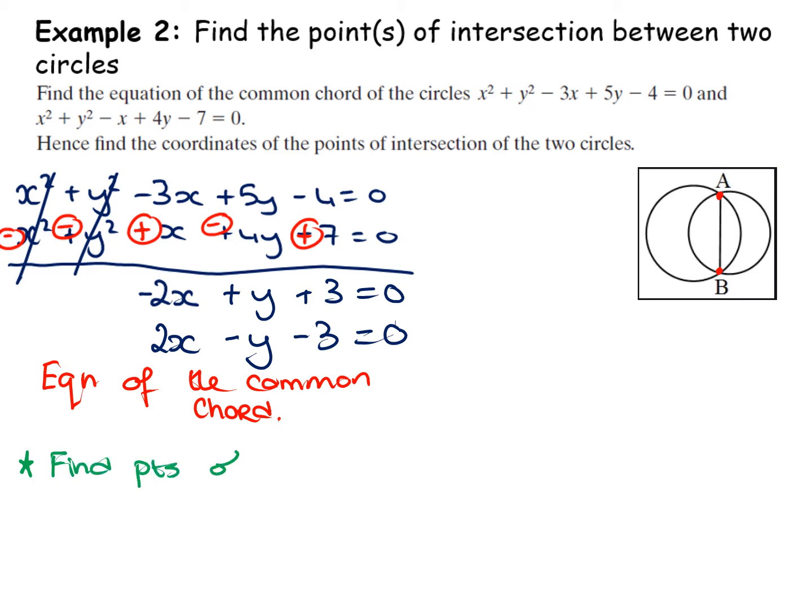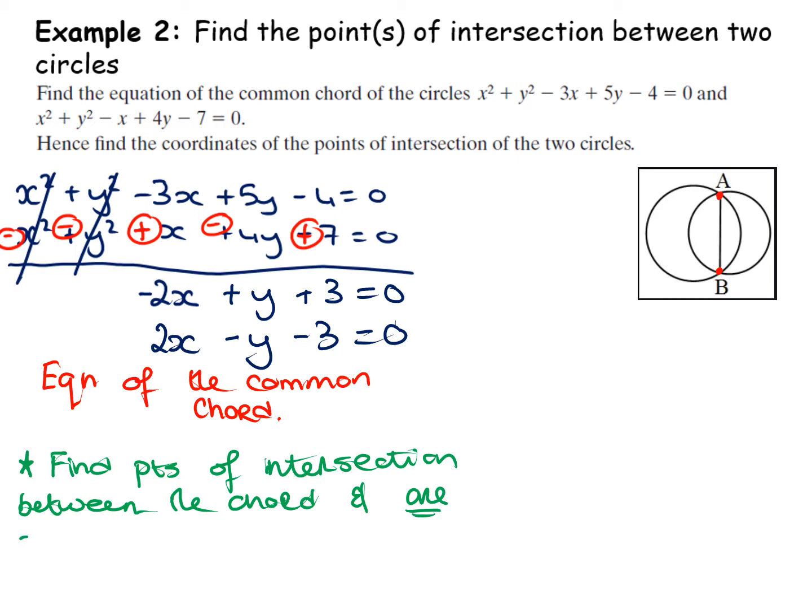So we're going to find points of intersection between the chord and one of the circles. And it shouldn't matter which circle at all between the chord and one of the circles. It shouldn't matter at all. Both answers should be exactly the same. So I'm just going to clear the page to start that process, but just as long as you're clear in your head what we're going to do.